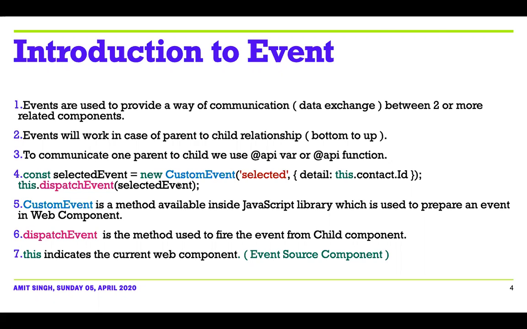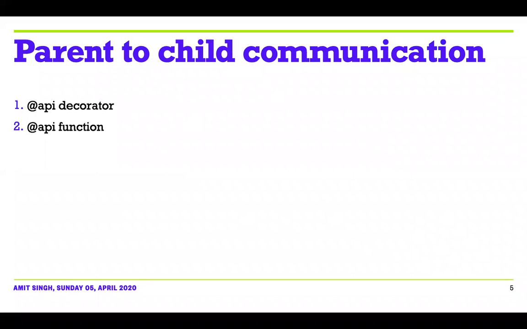So let's quickly start with parent-child communication. Suppose that we have two related components, one parent and one child, and we want to pass some data from the parent component into the child component. How can we do that? There are two options. One is the API decorator: we create a variable inside our child component, decorated as API. The other is an API function, also inside the child component, where we create a JavaScript function decorated as API. So let's quickly see.